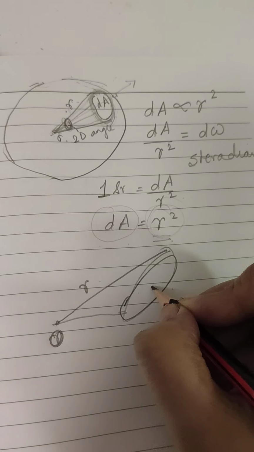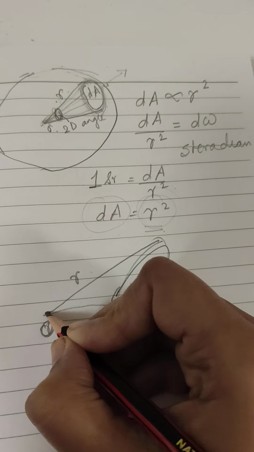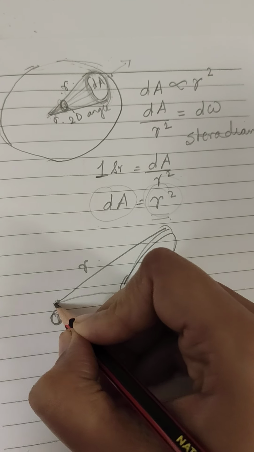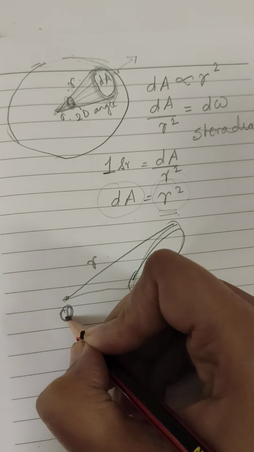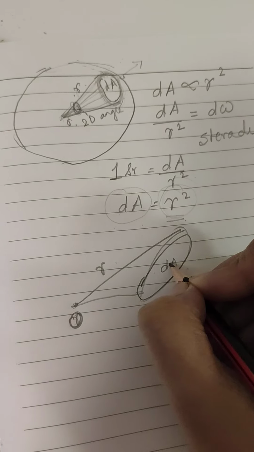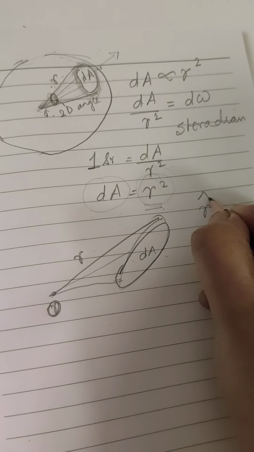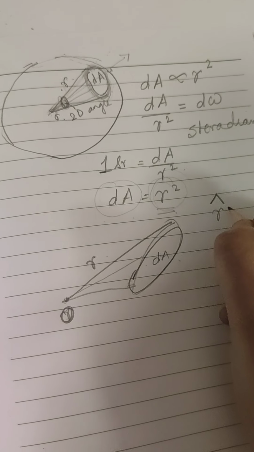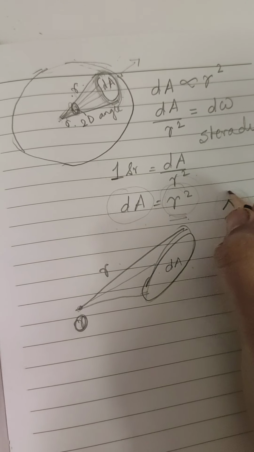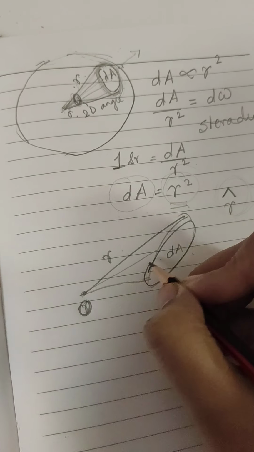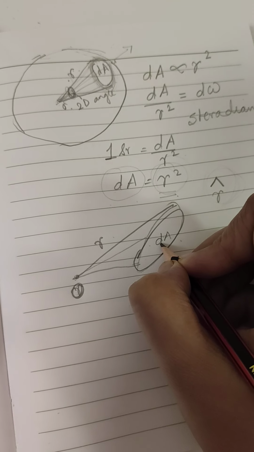This is the surface dA. The direction of the unit vector r, that is the line joining this point O to the area element dA, is r cap. Okay, the line joining the vector is denoted by a vector, and that vector is r cap. R cap is a unit vector of the line joining the point O to the area element dA.